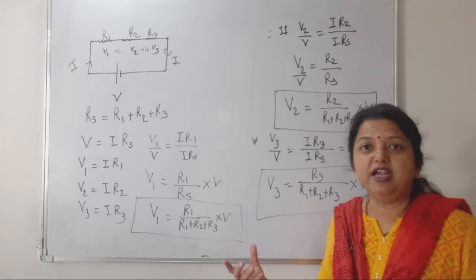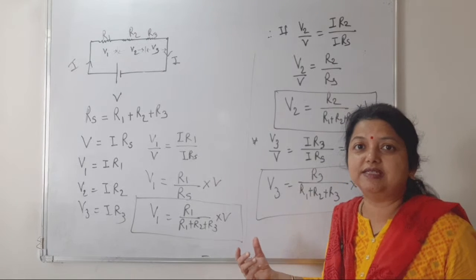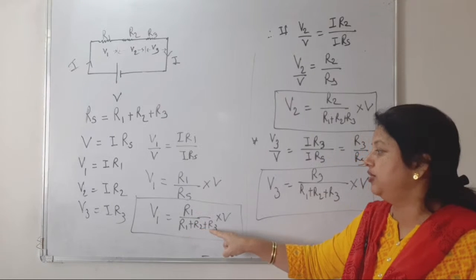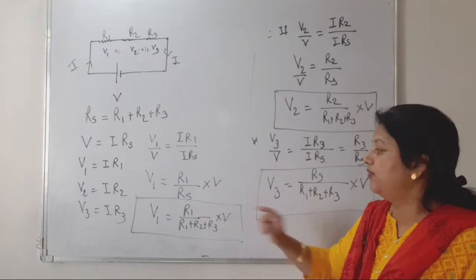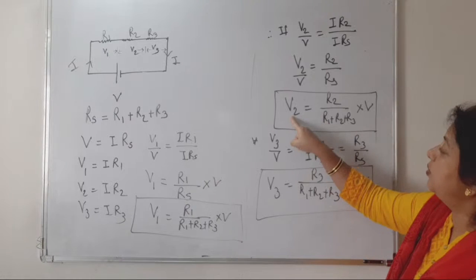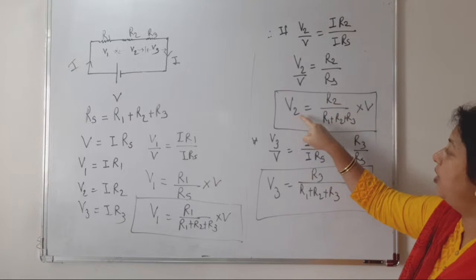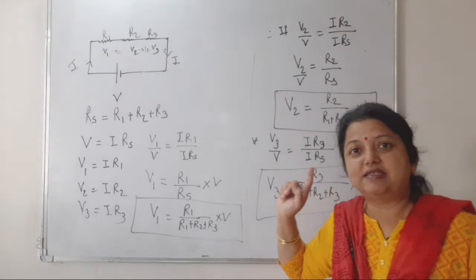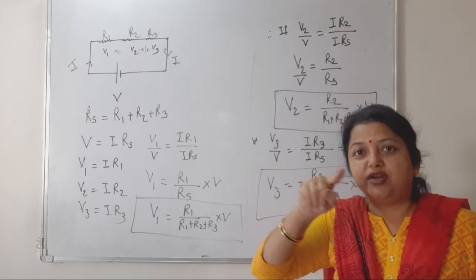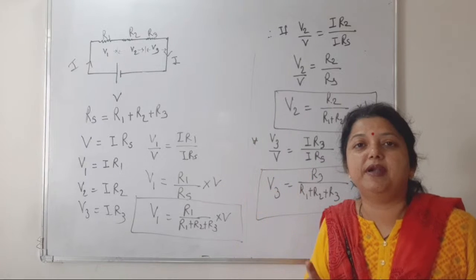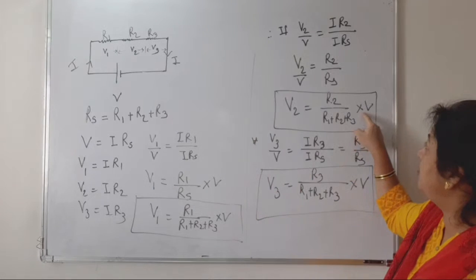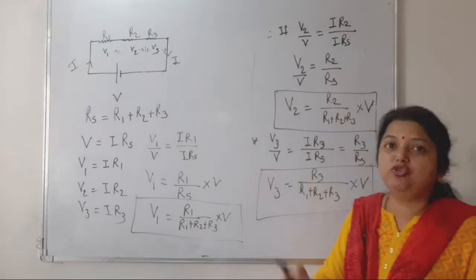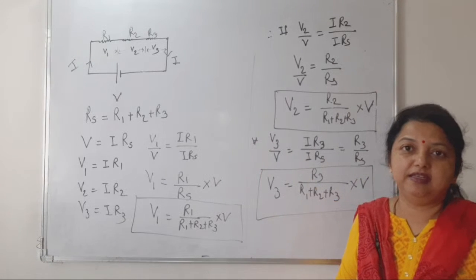So what is the individual potential drop across resistance R1? It is given by R1 upon R1 plus R2 plus R3 into V. Here what is V2? R2 upon... for the second resistance, the numerator will have the second resistance, and the remaining resistances in series will come in the denominator in addition, and multiply by the overall potential V of that battery.